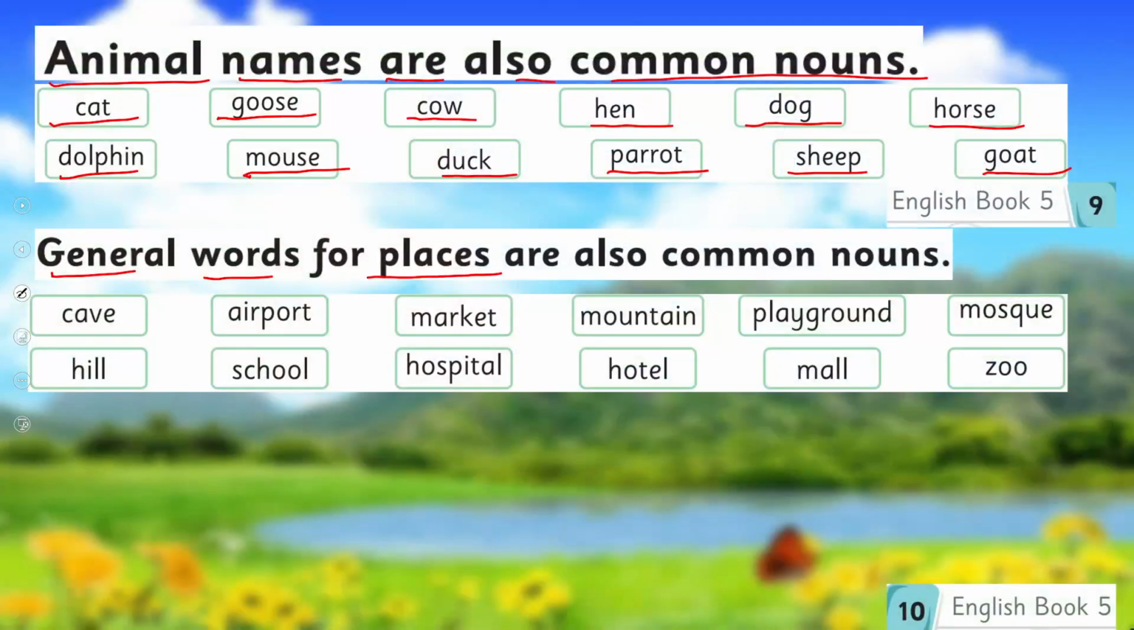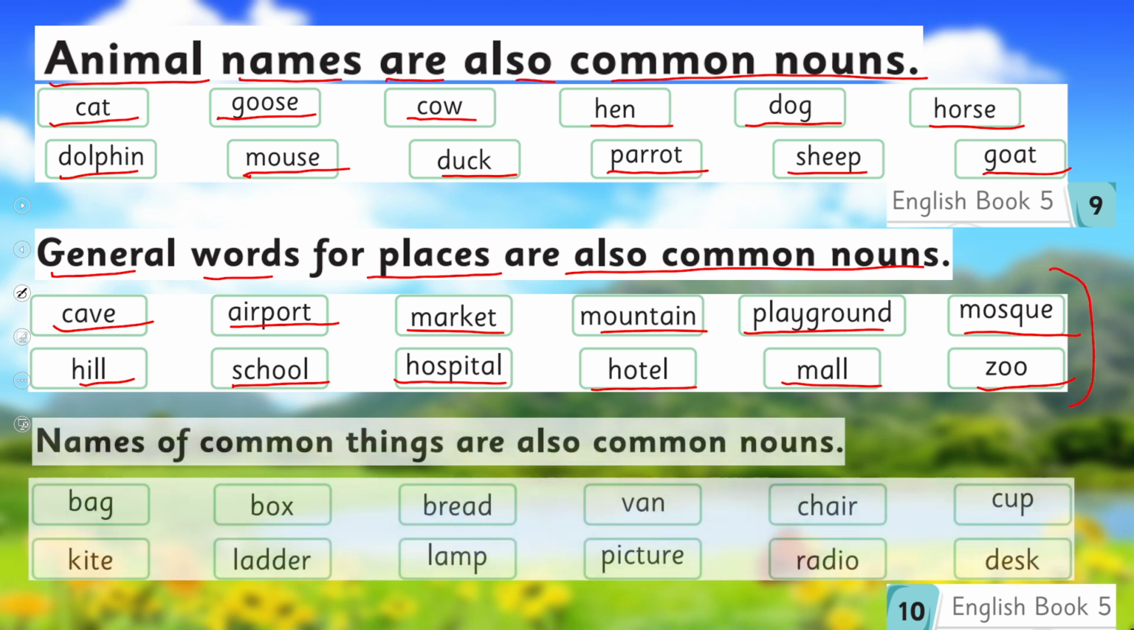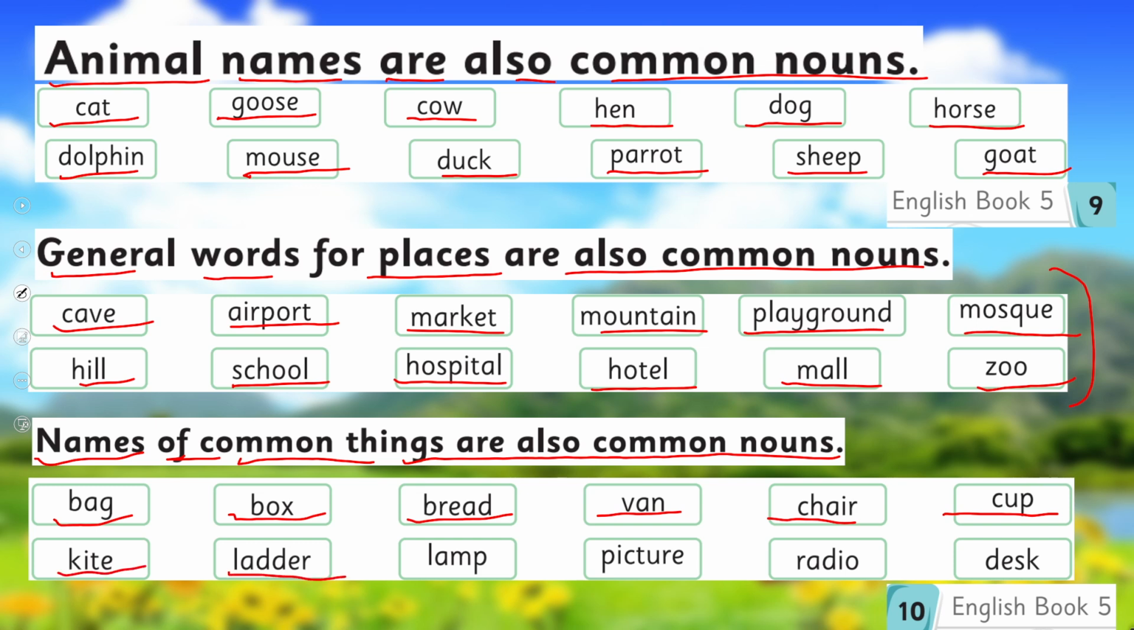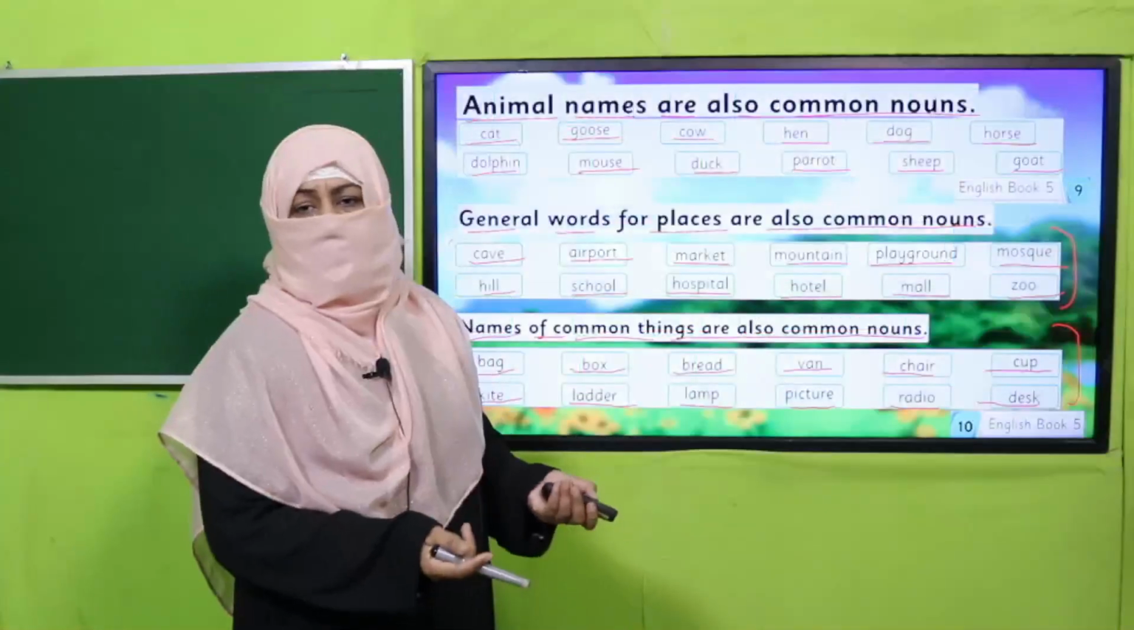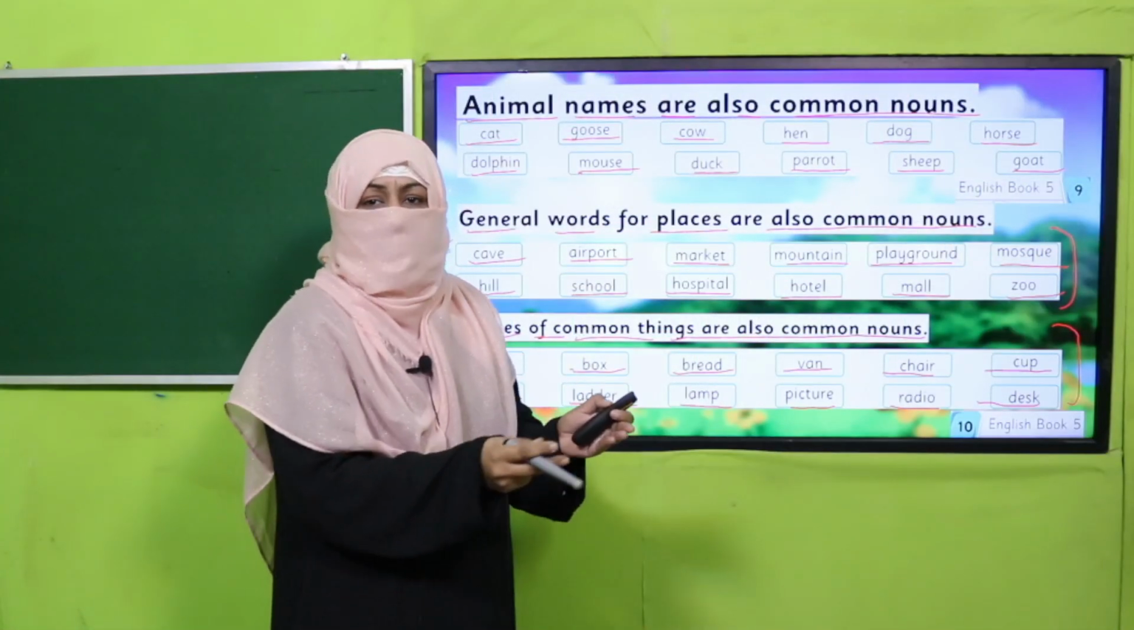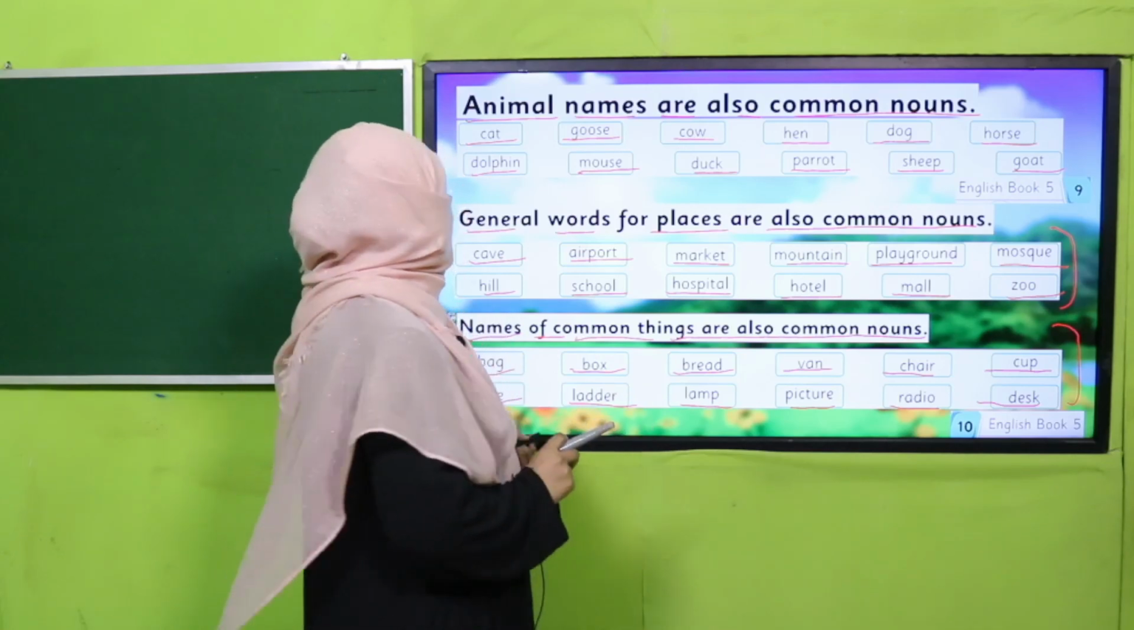General words for places are common nouns: cave, airport, market, mountain, playground, mosque, hill, school, hospital, hotel, mall, zoo. All are common names. Names of common things are also common nouns: bag, box, bread, van, chair, cup, kite, ladder, lamp, picture, radio, desk. All this stuff which is around you has a name, and that is a common name. Okay, general things around you have common names.